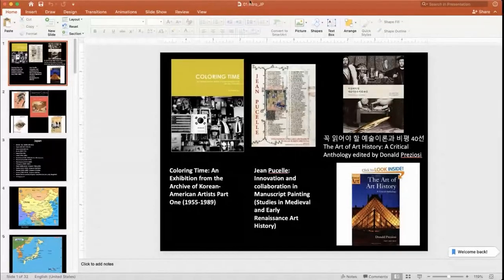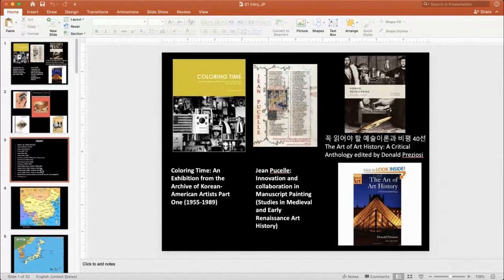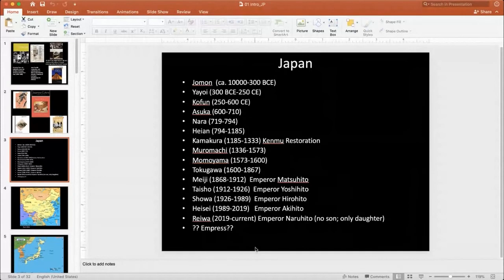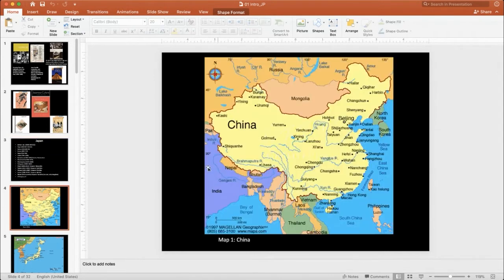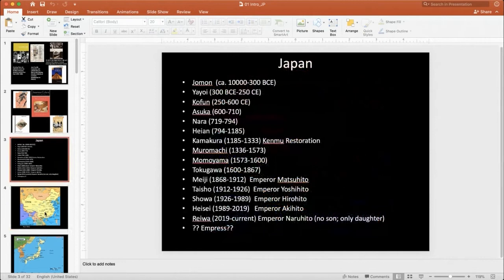So now you're looking at my intro. Do you see intro JP? And chronology is here, right? I updated this with Reiwa, where we are living. So this PowerPoint is available. So you just print this out and review it a few times and make sure that you understand the flow of it.